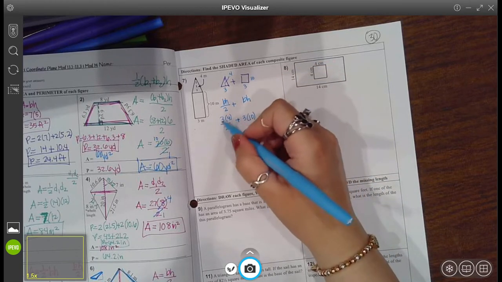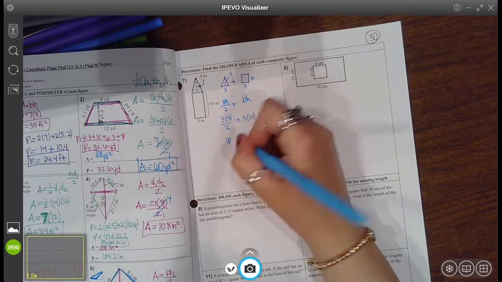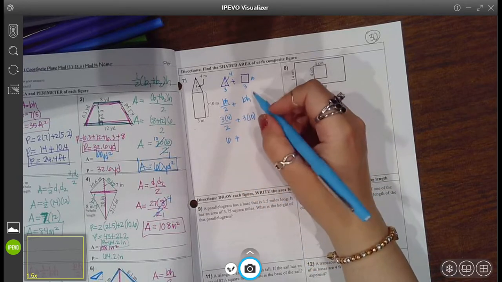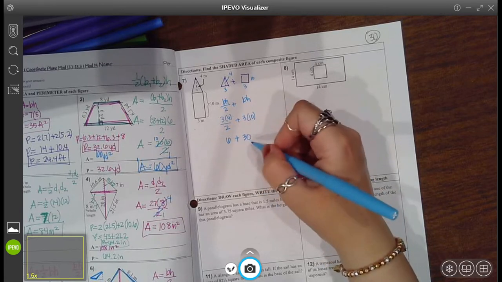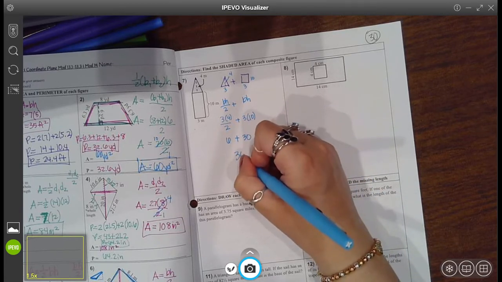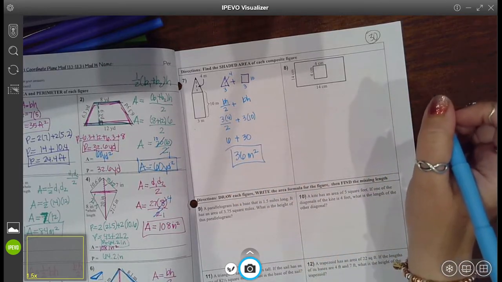Okay, simplify this shape. 3 times 4 is 12. 12 divided by 2 is 6. So the area of the triangle is 6. And then for the rectangle, 3 times 10 is 30. Add those 2 shapes together, and you get 36 meters squared for your area.